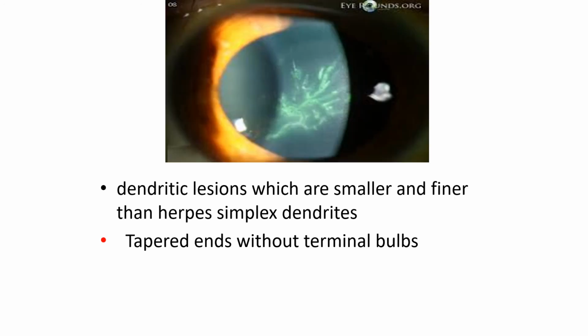When you examine the cornea of the patient on slit lamp, you will find the dendritic lesion, which are smaller and finer than the herpes simplex dendrites. These dendrites have tapered ends without terminal bulbs. You can appreciate in this picture the branching pattern of corneal ulcer. These are branches, and these branches have tapered ends rather than terminal bulbs.